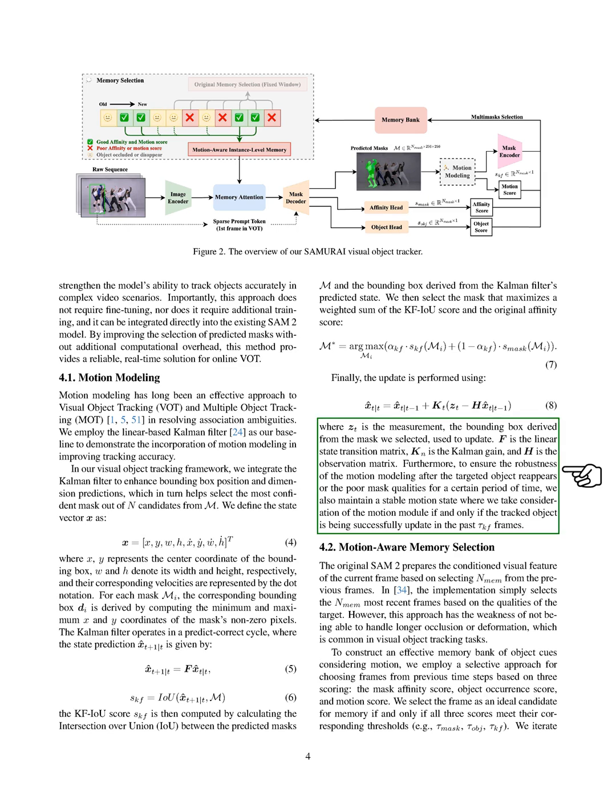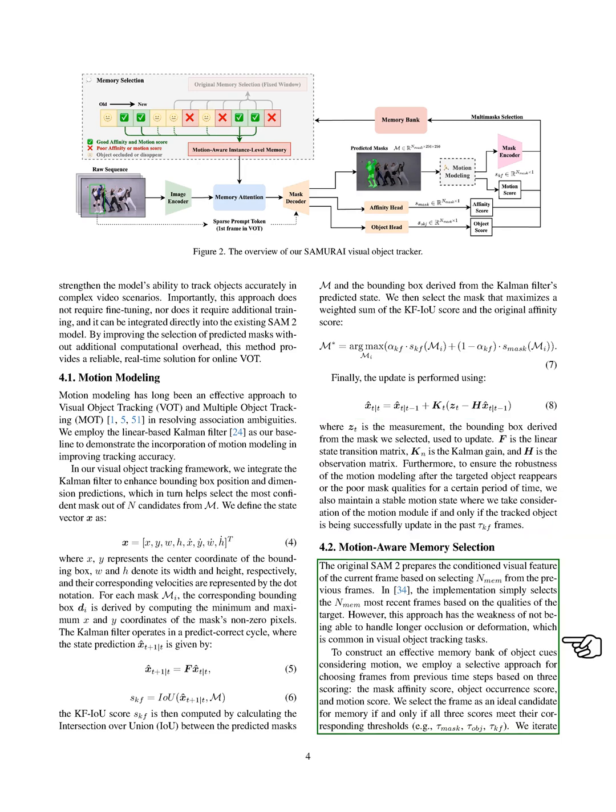Section. Motion-aware memory selection. In this section, we discuss our approach to motion-aware memory selection. The original SAM2 prepares the visual features of the current frame by selecting a certain number of previous frames. However, this method only picks the most recent frames based on the target's qualities, which struggles with longer occlusions or deformations often seen in visual object tracking. To build a more effective memory bank that considers motion, we use a selective method to choose frames from earlier time steps based on three criteria: the mask affinity score, the object occurrence score, and the motion score.